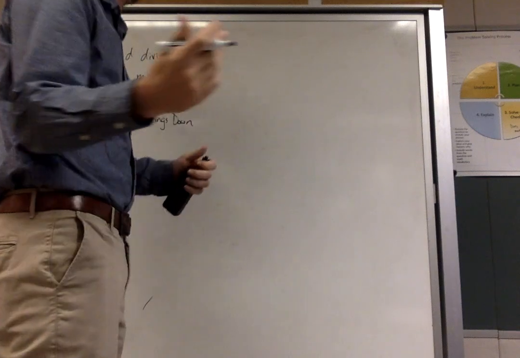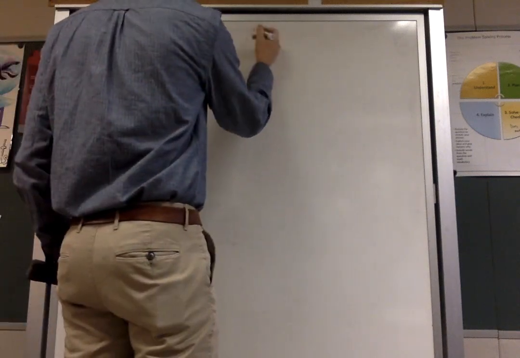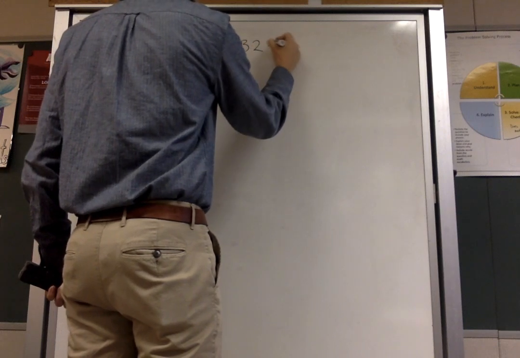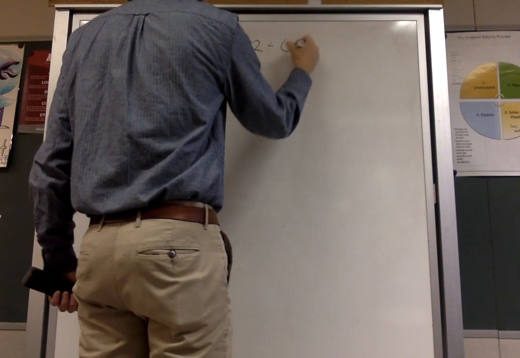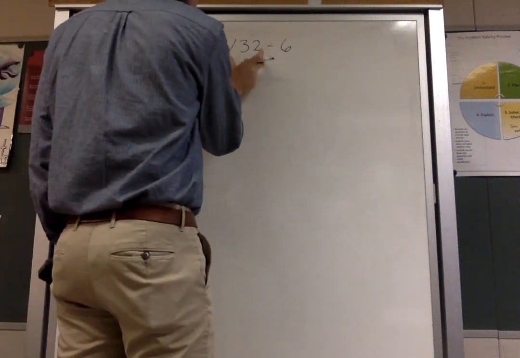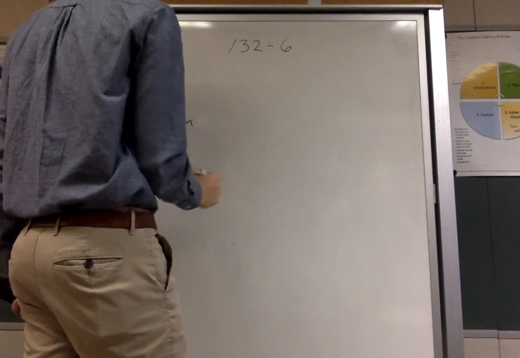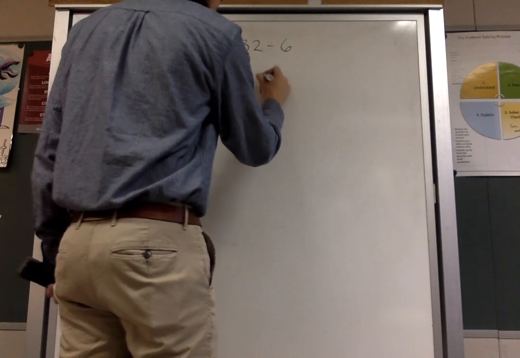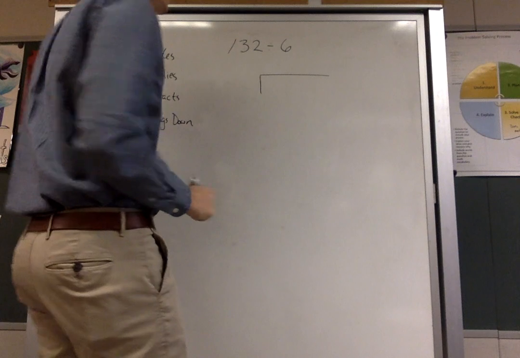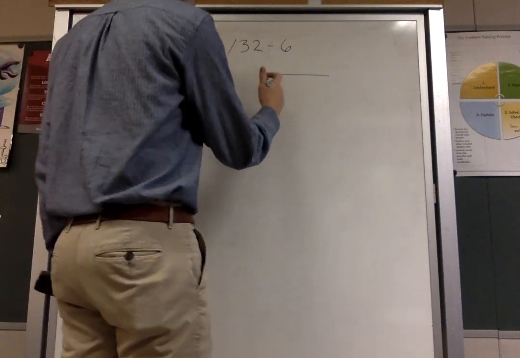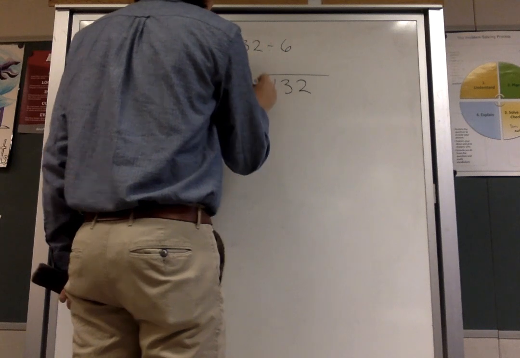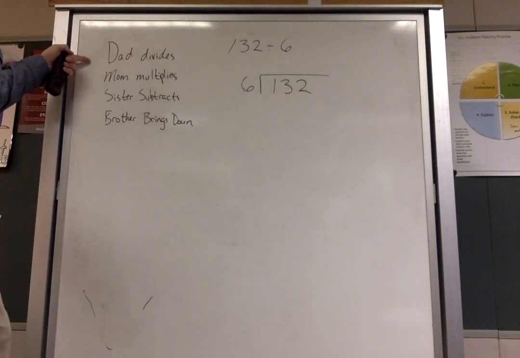So let's just say we have a problem like 132 divided by 6. Okay, so here is our dividend, here is our divisor, and we will put the dividend in the house, in the den, depending on what you may have learned. So we're going to have 132 here and 6 here. So let's go through our divide family.